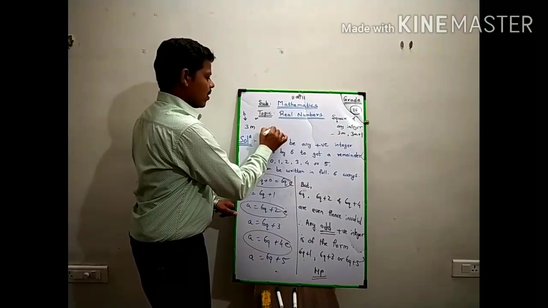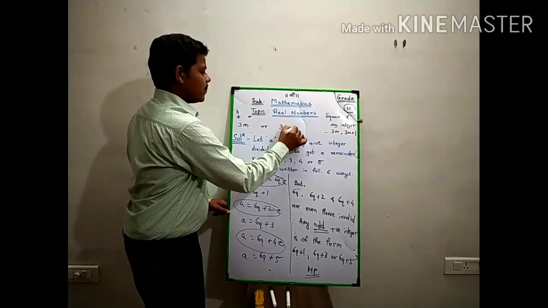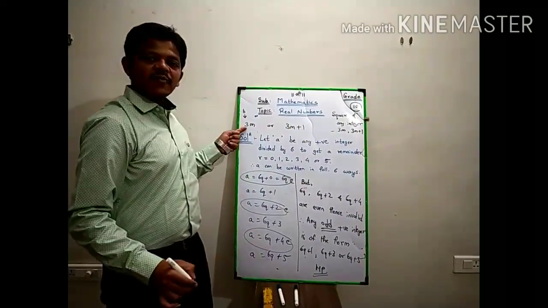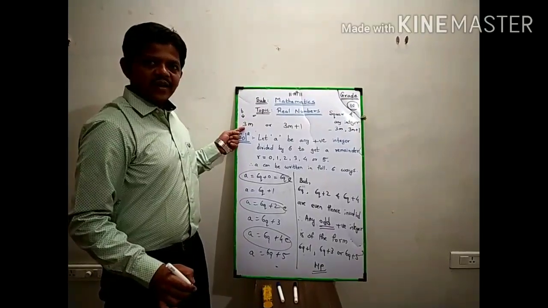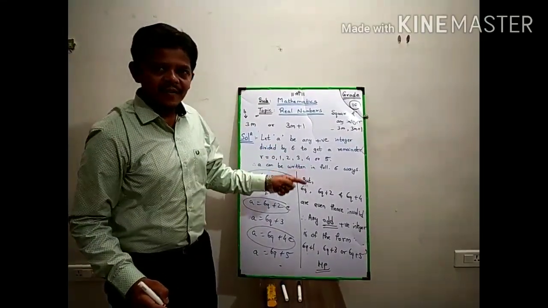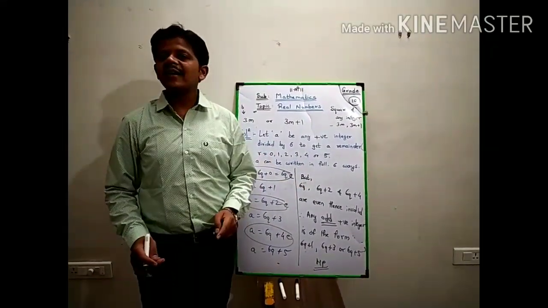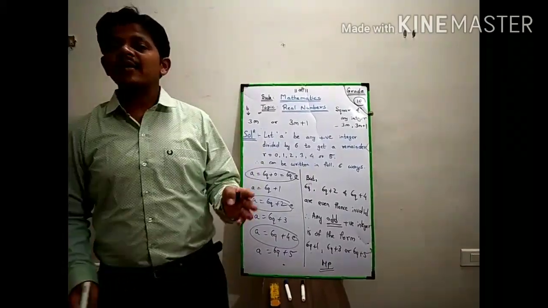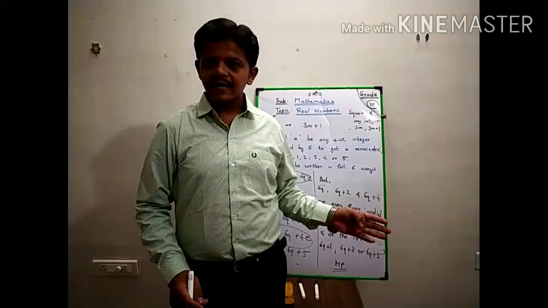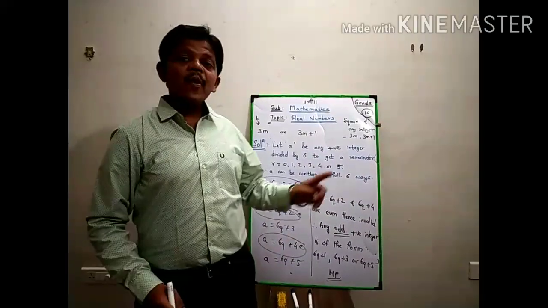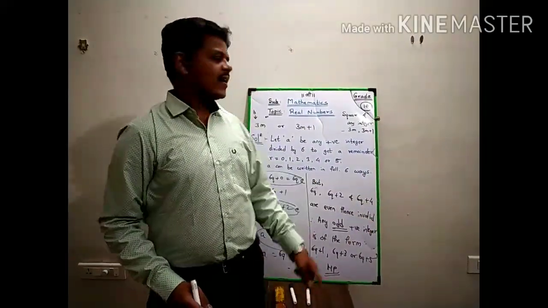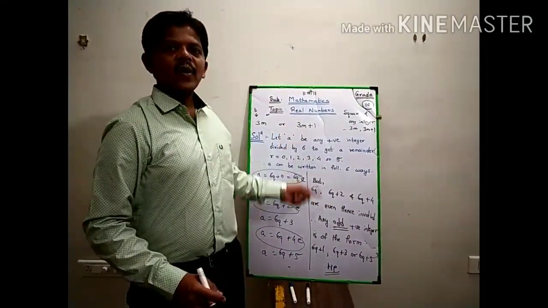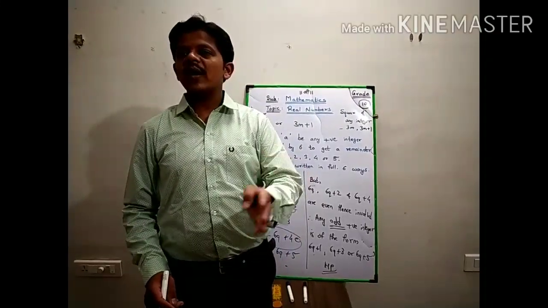3m or 3m plus 1. And when will we get a form of 3m? When the divisor will be 3. So how does our answer start? Yes, the by-hearted statement. Let a be any positive integer divided by 3 to get the remainder r equal to 0, 1, 2.